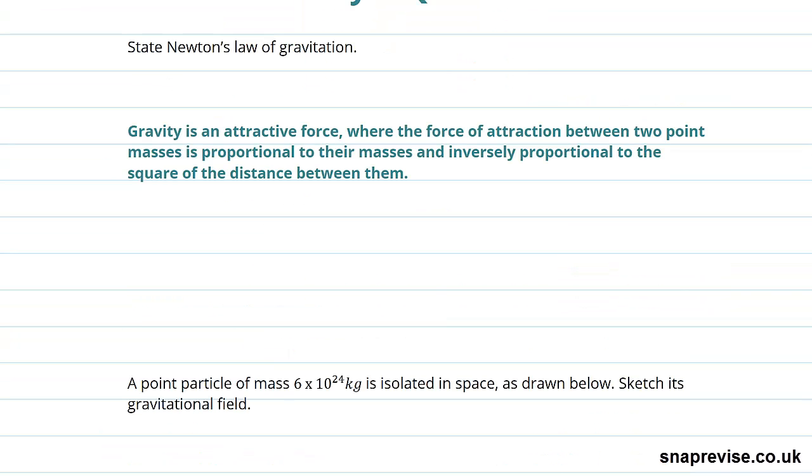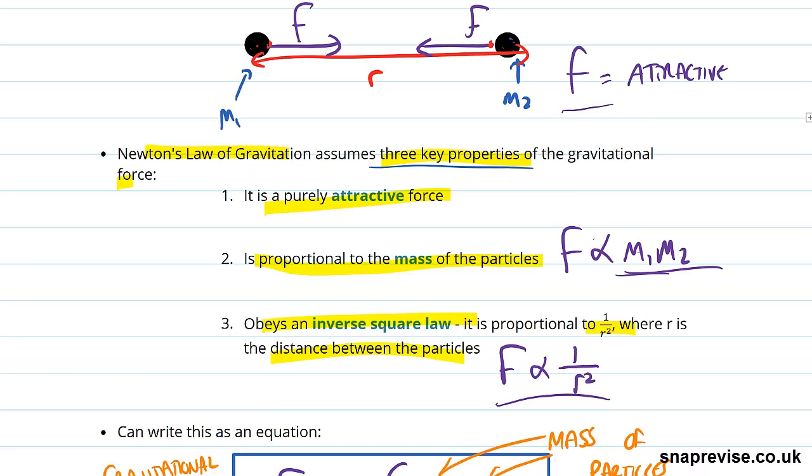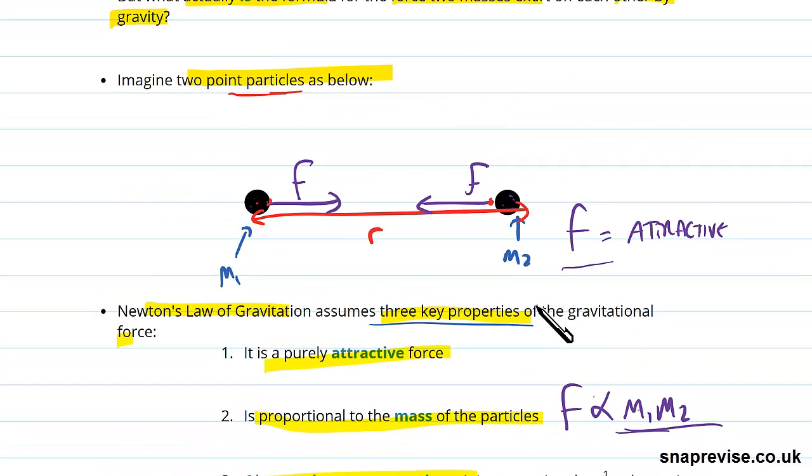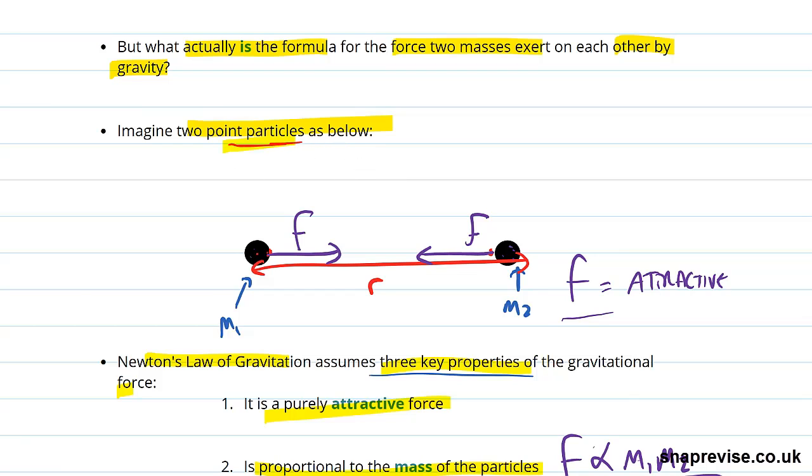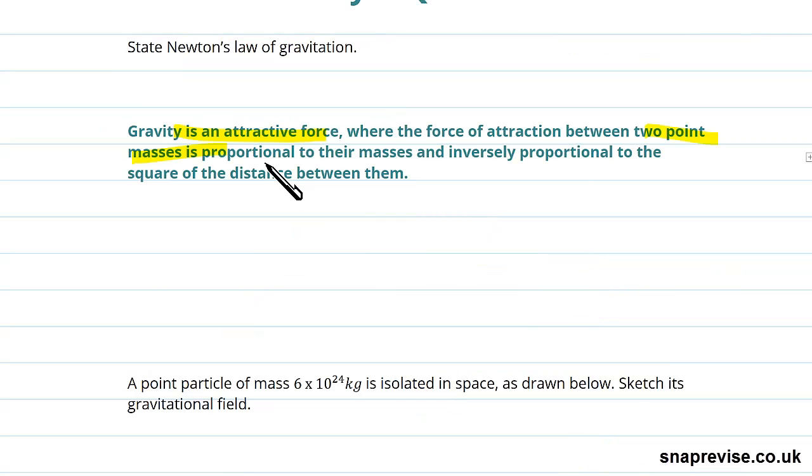So here they'll be looking to see an answer something like this, that gravity is an attractive force. That's ticking off point number 1 that we needed to mention, where the force of attraction between 2 point masses, remember, because that's what we were talking about here for Newton's law of gravitation. We're always talking about point particles, point masses, is proportional to their masses. That was the second point we had to mention.